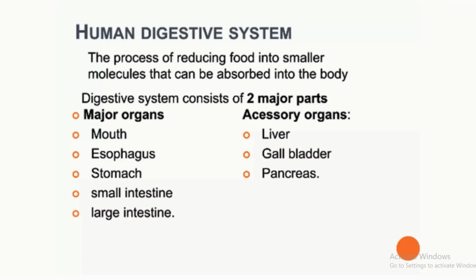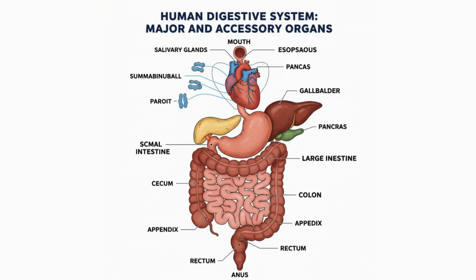The one is the major organs. So the major organs include the mouth, esophagus, stomach, small intestine and the large intestine, while the accessory organs can be divided into the liver, gallbladder and pancreas. So now we will discuss what these organs are and how we categorize these two parts.